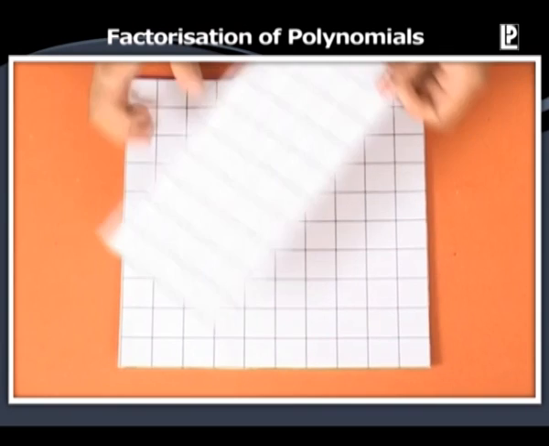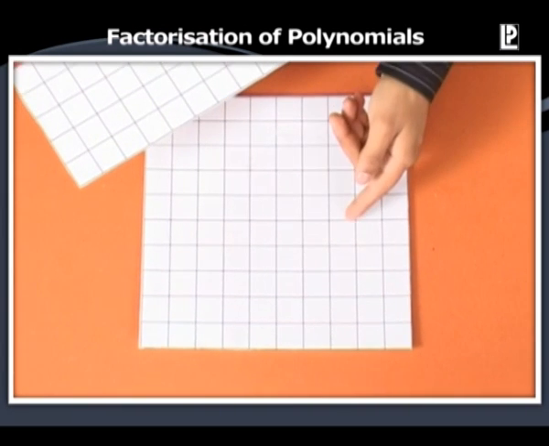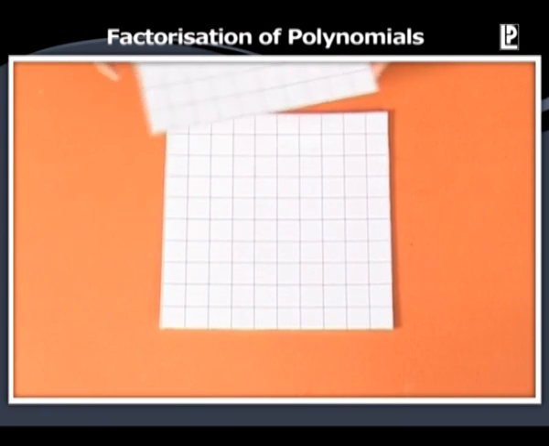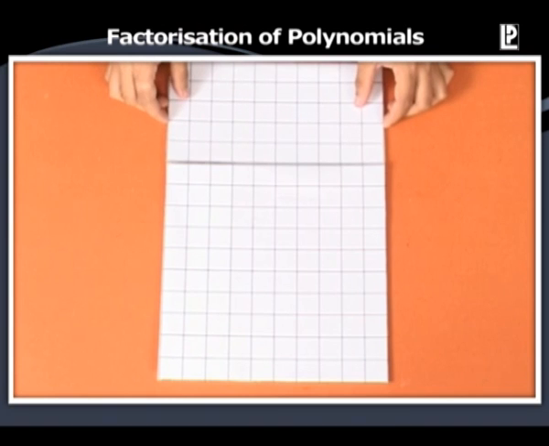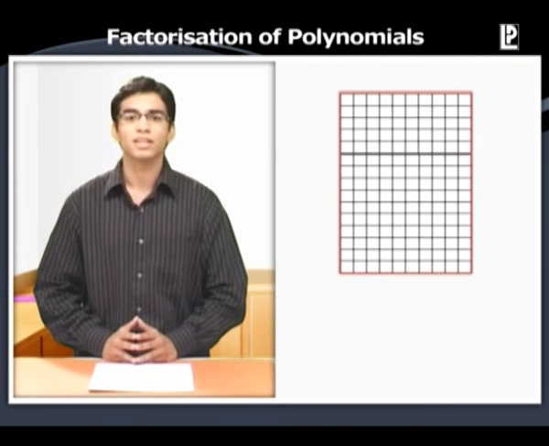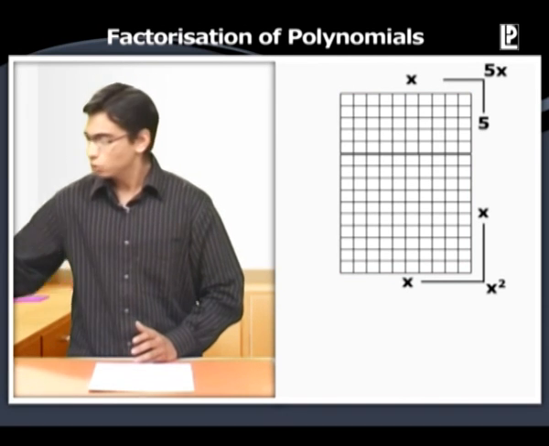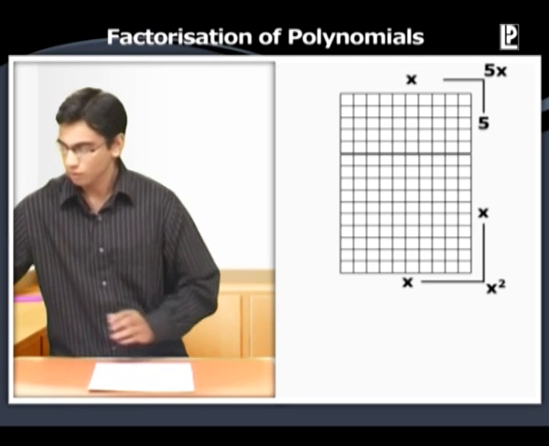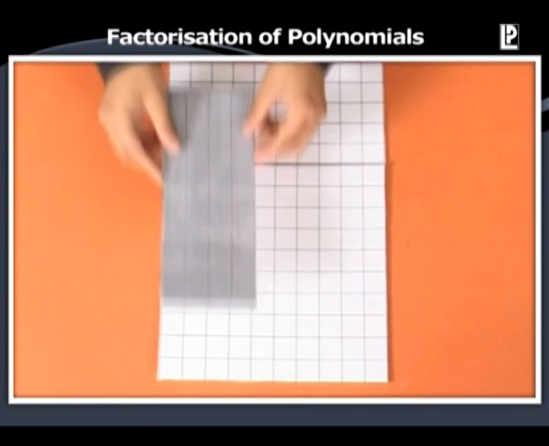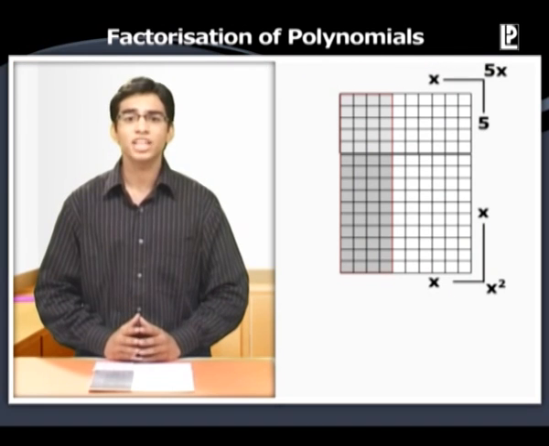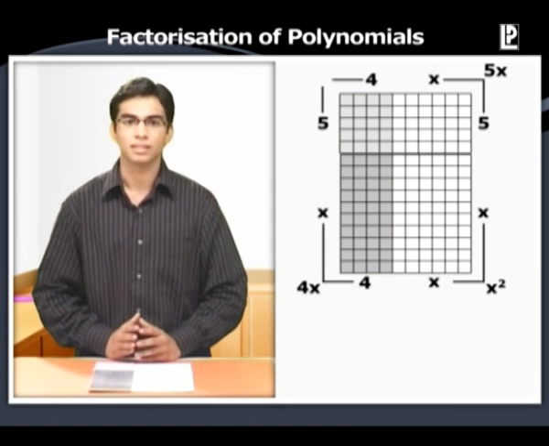We have here two grids, a square grid for the term x square and a rectangular grid for the term 5x. We can place them together like this. Now, the area of the rectangle formed is x square plus 5x. The next step is to subtract two rectangles of area 4x and 20 from the existing rectangle. The shaded portions in this arrangement represent 4x and 20.